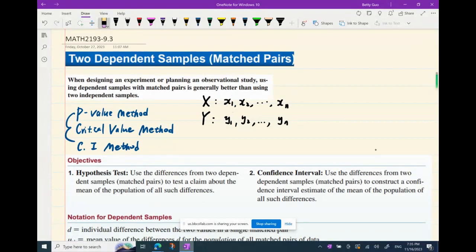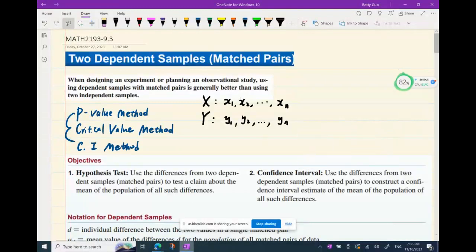Or we can let x sub 1 be the IQ score of the husband, and let y sub 1 be the IQ score of the wife of the same couple. Those two are the same couple. They are married. So x1 is the IQ score of the husband. Y1 is the IQ score of the wife. They are a couple. And these two are a couple, and these two are a couple. So those values have a matching relationship. The relationship is either inherent or meaningful.